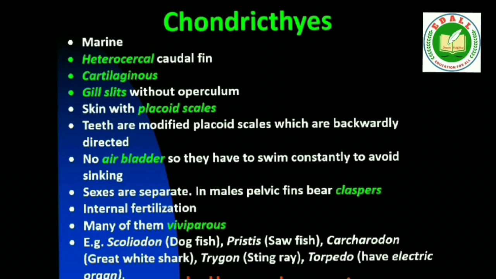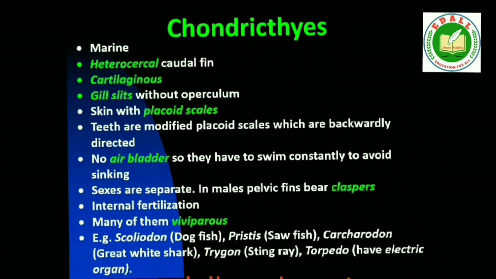Heart is two-chambered, one auricle and one ventricle. Some of them have electric organs, for example, Torpedo, and some possess poison sting, for example, Trygon. They are cold-blooded, poikilothermous animals, that is, they lack the capacity to regulate their body temperature. Sexes are separate. In males, pelvic fins bear claspers. They have internal fertilization and many of them are viviparous. Examples are Scoliodon, also called dogfish, Pristis, also called sawfish, Carcharodon, also called great white shark, Trygon, also called stingray.